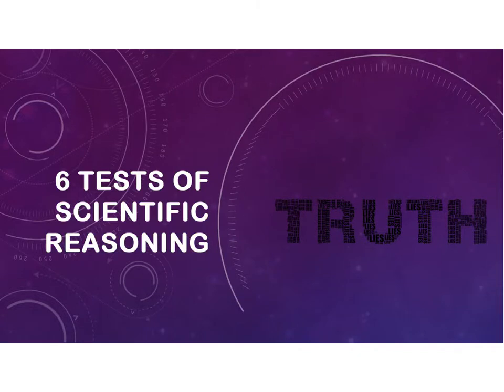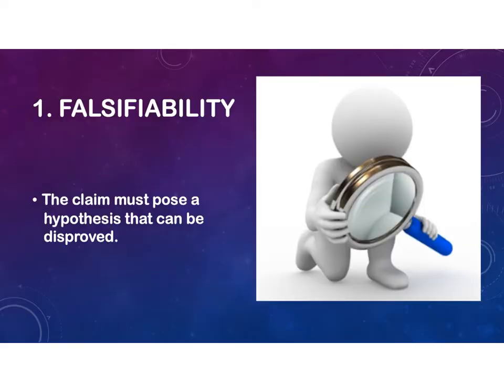Now, there are 6 tests of scientific reasoning, and what we mean by test is, if you're going to make a scientific claim, it's going to have to pass these criteria. The first criteria is falsifiability, and the criteria states that the claim must pose a hypothesis that can be disproved. In other words, if you're going to make a claim, it has to be a claim that we can disprove.